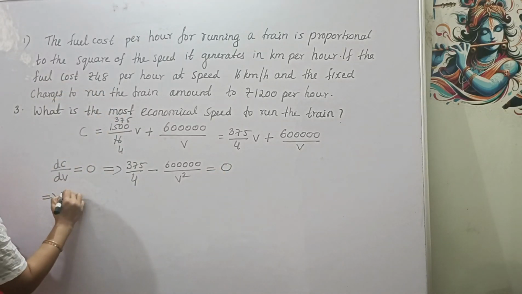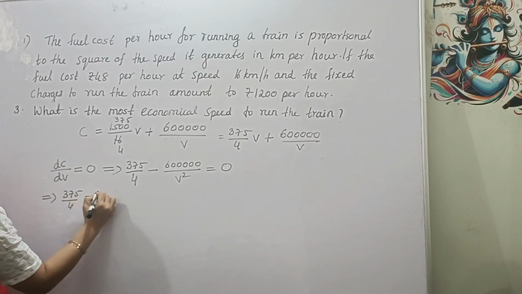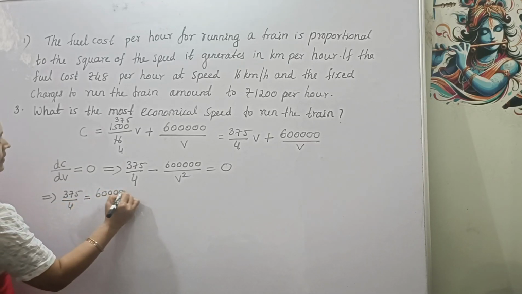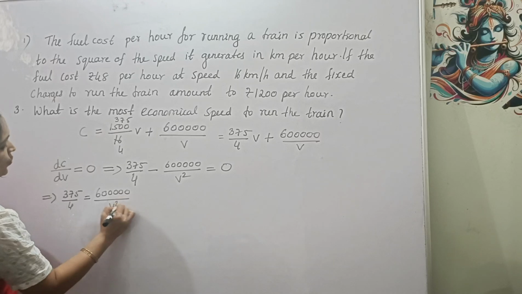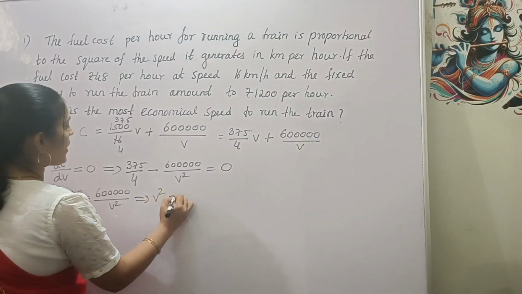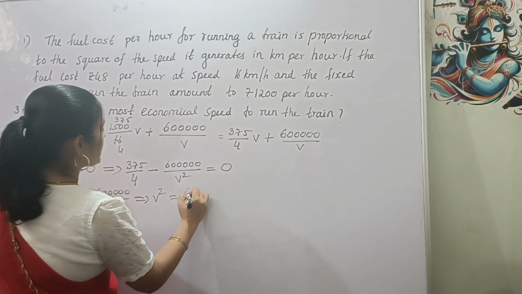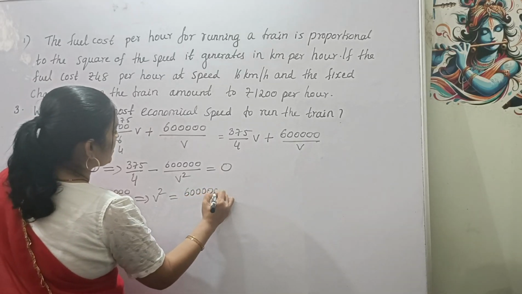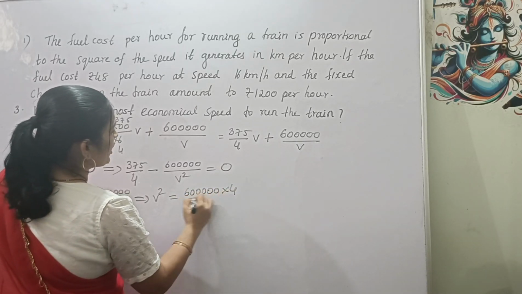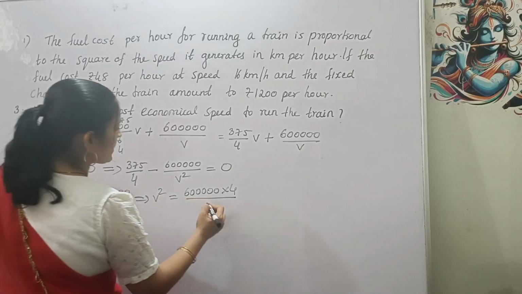That implies 375 divided by 4 is equal to 6 lakh divided by v square. That implies v square is equal to 6 lakh into 4 divided by 375.